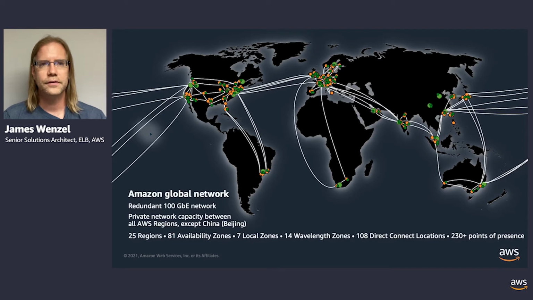14th wavelength zones, and the wavelength zones are accessed from 5G networks or telco networks from your cell phone directly into AWS. 108 Direct Connect locations, and we'll talk about Direct Connect a little bit more, and then back to that, 230 plus points of presence.